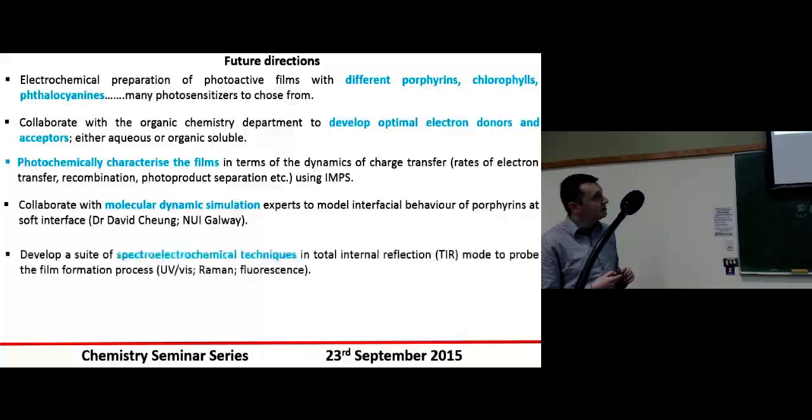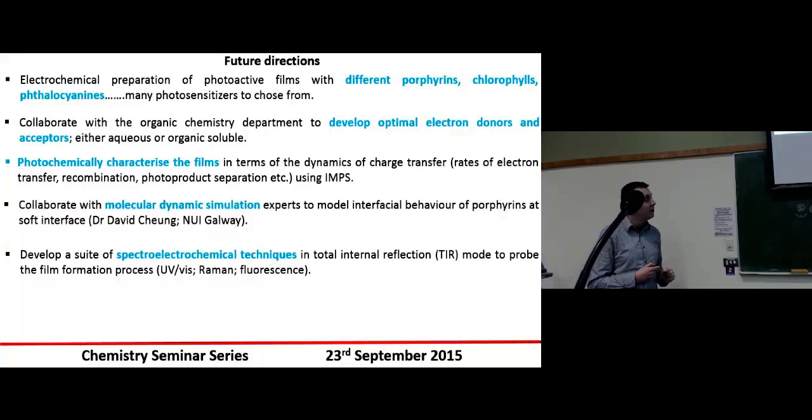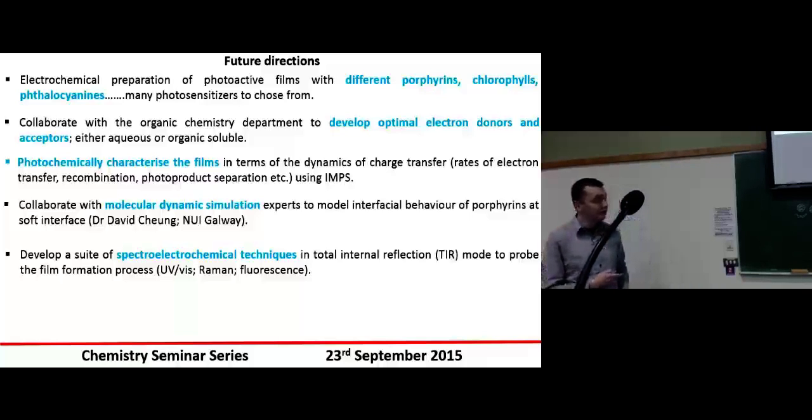I want to develop, this is the big and the hard part, a suite of spectroelectrochemical techniques. I want to look at that film with UV-vis, I want to look at it with Raman, and I want to look at it with fluorescence. But to do that, I need to have a thing called total internal reflection. I want to have the light source coming in and hitting the interface and then coming out to the detector. That's going to be tricky, so they're not going to be easy.